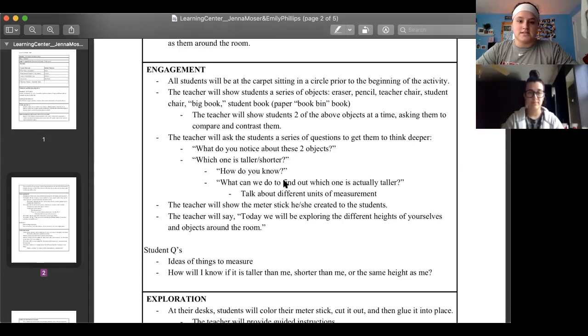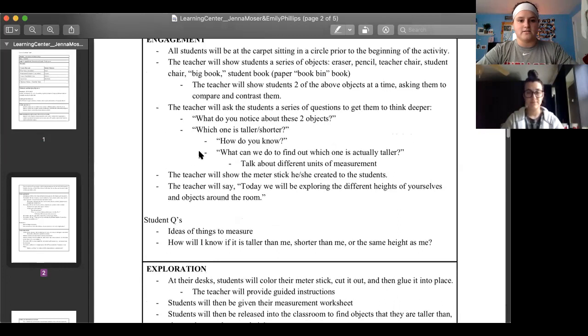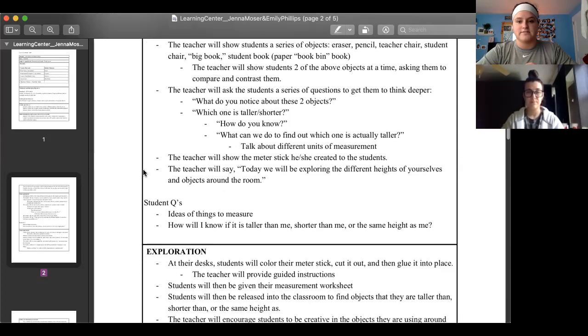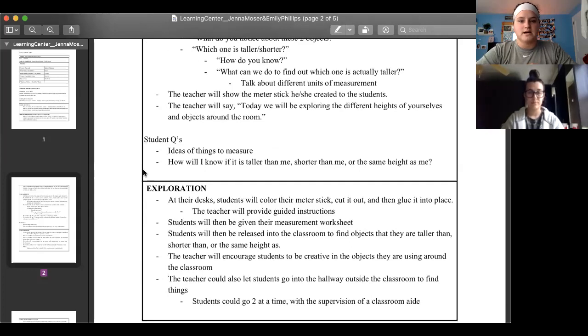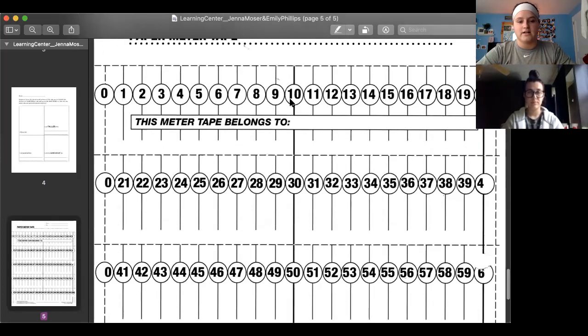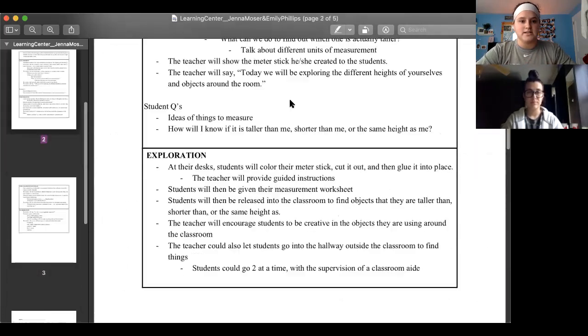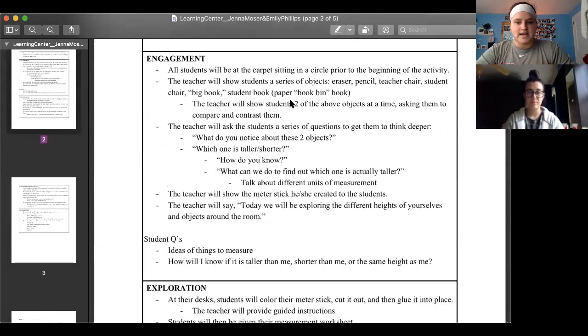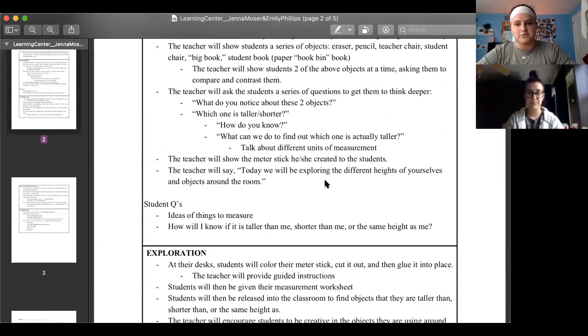So the teacher would ask the students to compare and contrast items. What do you notice? Which one's taller, shorter? How do you know? And then kind of getting them thinking about actually using a measuring tape. How do we find out which one is actually taller? And then in that we would talk about the different units of measurement. We would use the meter tape that we used in class. So first off, we would have it already done, completed, colored, and everything, and then bring that out to students, and then tell them about how they're going to be creating their own meter tape, as well as exploring the room to find different heights of things compared to themselves.